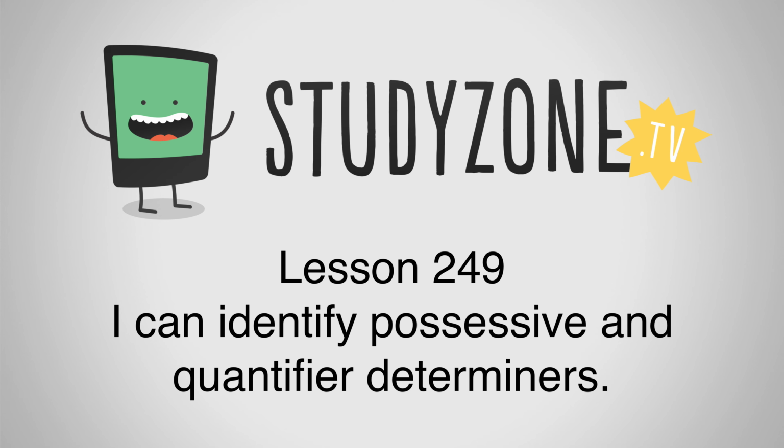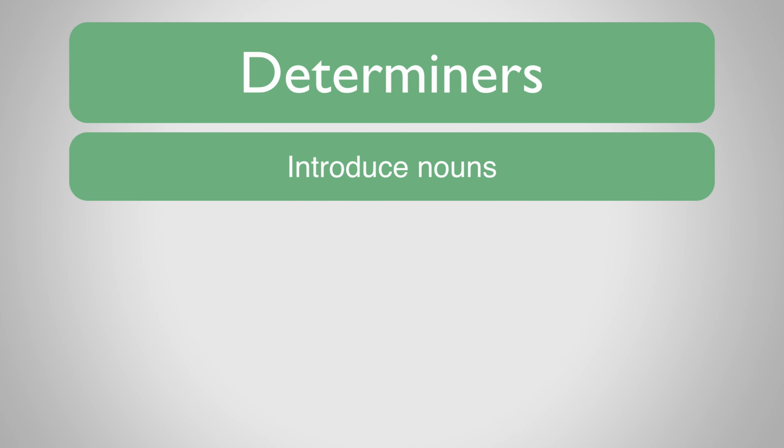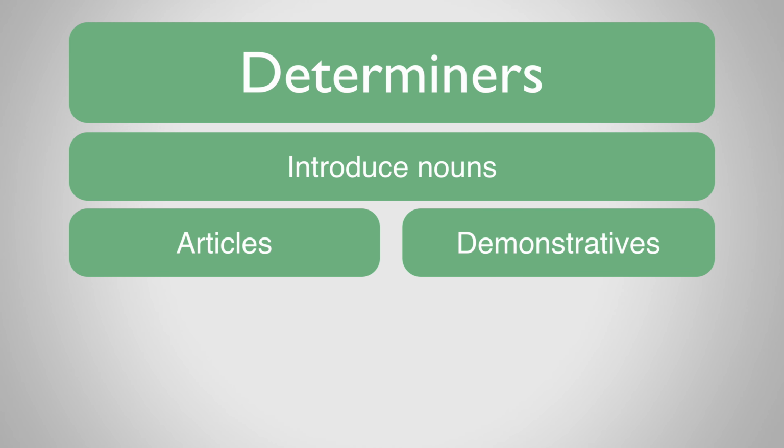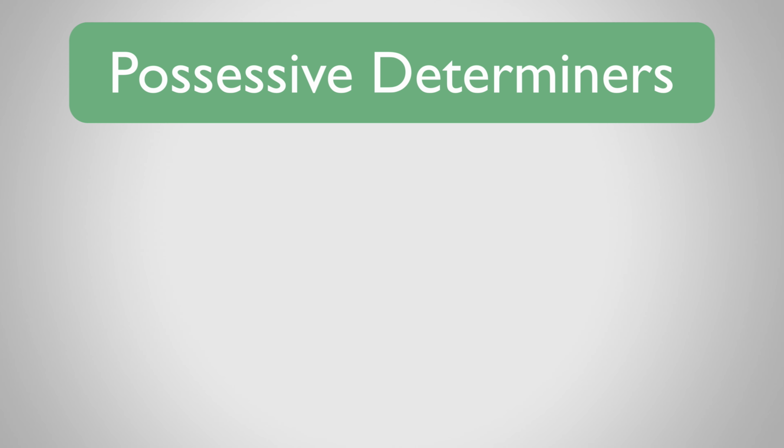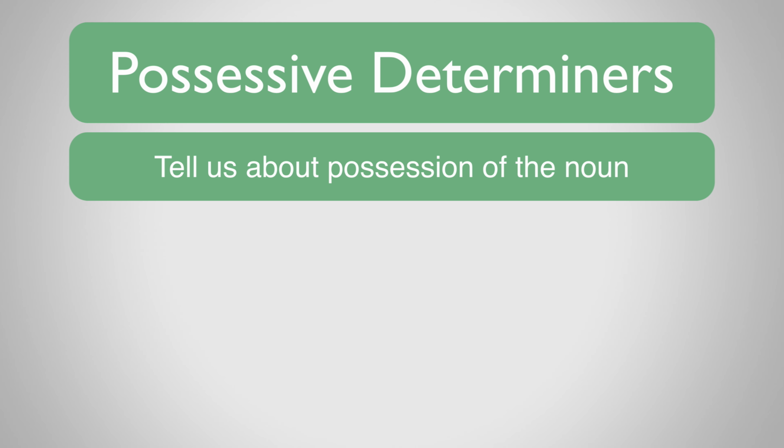We've already learned that determiners introduce nouns. We've also explored two types of determiners, articles and demonstratives. Let's now learn about two more types of determiners, possessives and quantifiers. We'll start with possessive determiners. These words tell us about possession, that is, ownership of the noun.